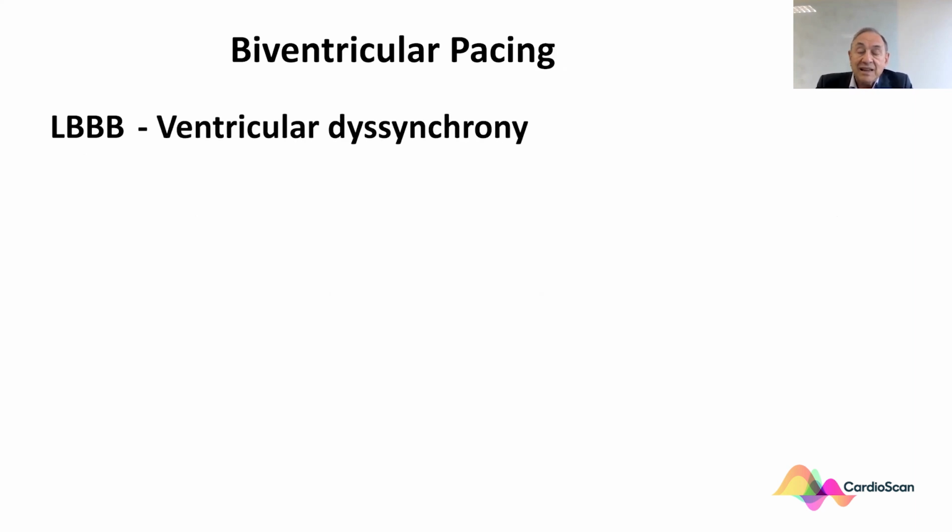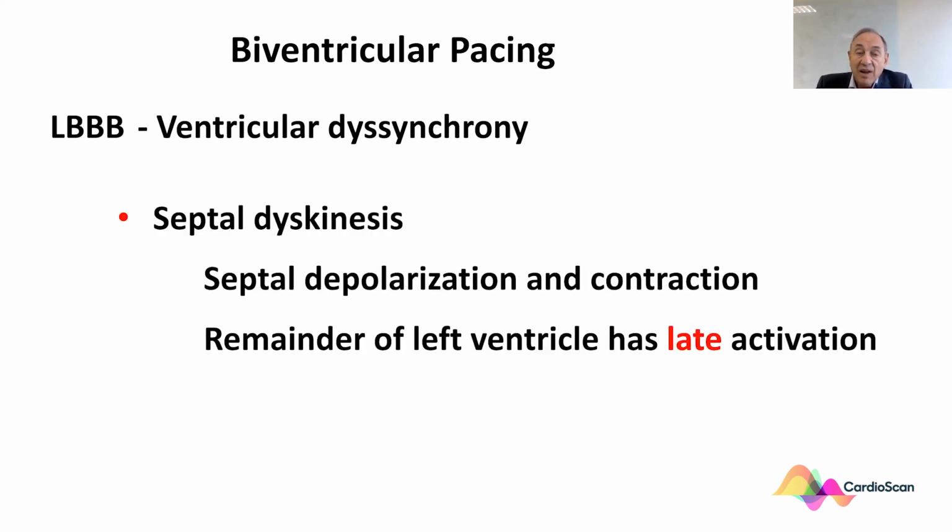It causes ventricular dyssynchrony. What do I mean by that? Well, we have septal dyskinesis. That is, the wave of depolarization continues from the His bundle into the bundle branches. But with a left bundle branch block, it needs to go first through the right bundle branch and then causes septal depolarization and contraction. Then the wave of depolarization moves across to the left ventricle with late activation, so that the septum and the remainder of the left ventricle contract at different times.